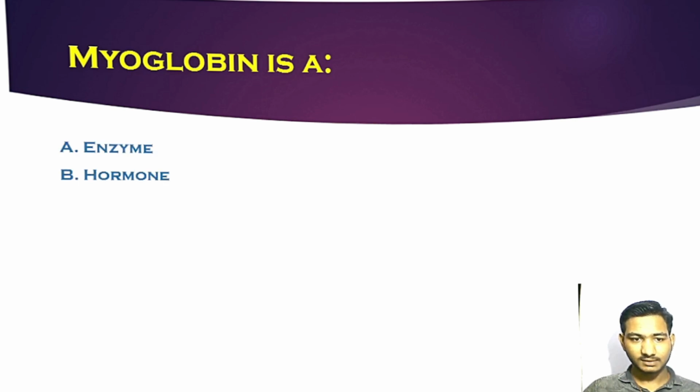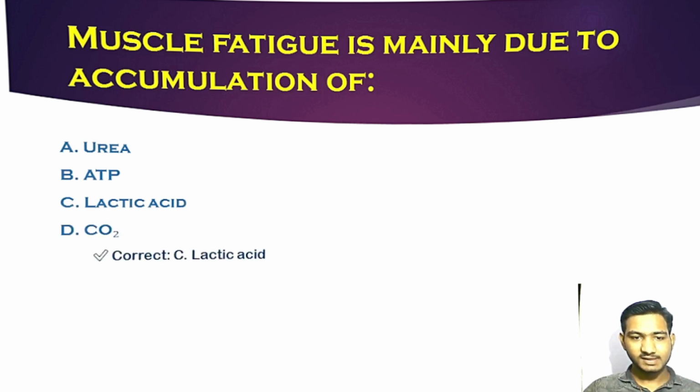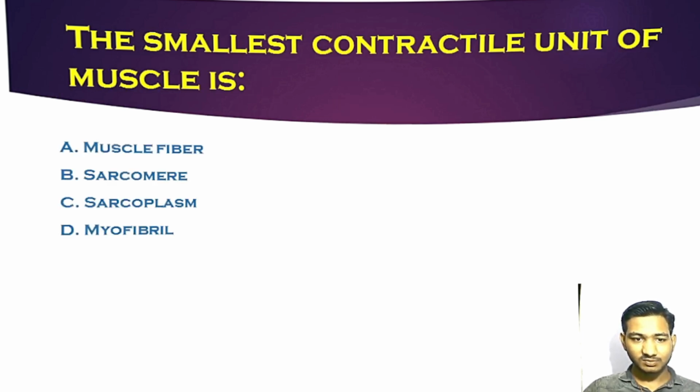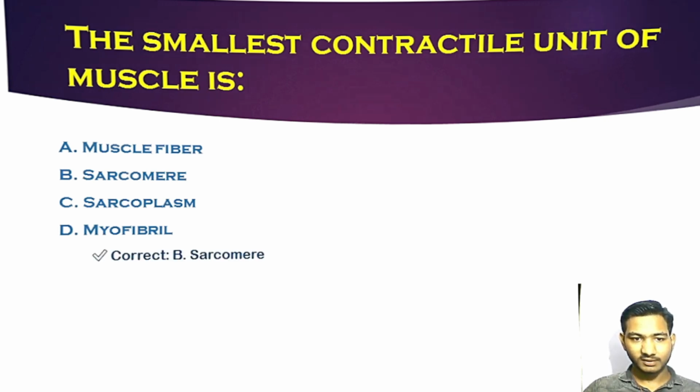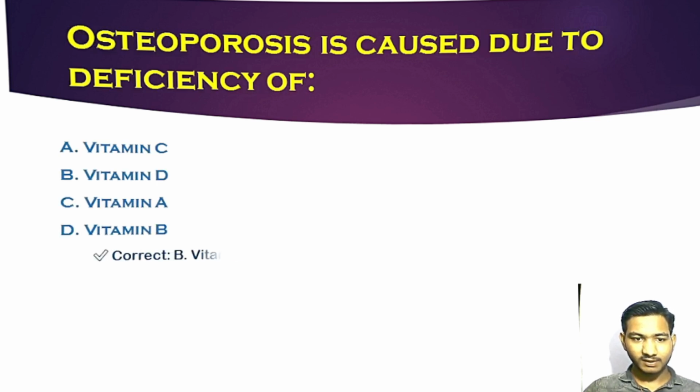Myoglobin is a pigment. Muscle fatigue is mainly due to accumulation of lactic acid. The smallest contractile unit of muscle is sarcomere. Osteoporosis is caused due to deficiency of vitamin D.